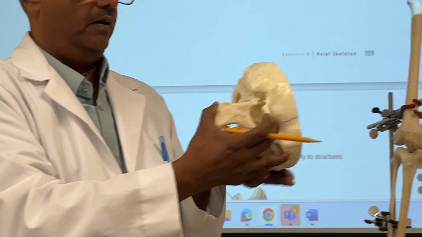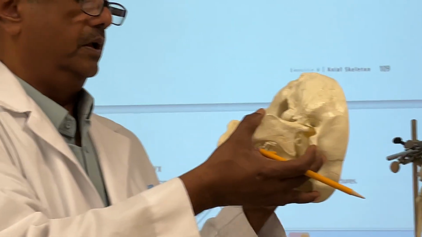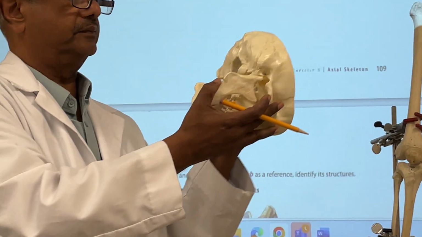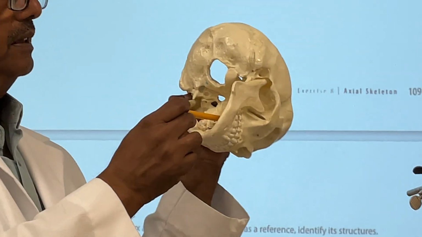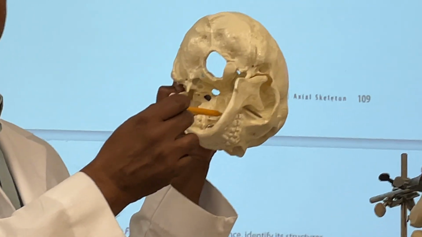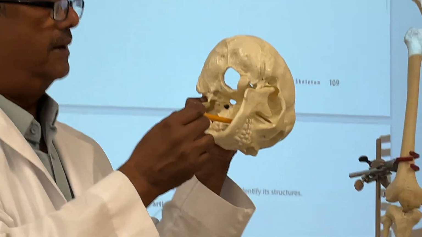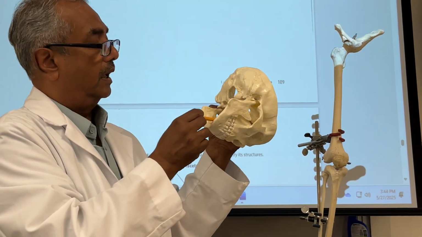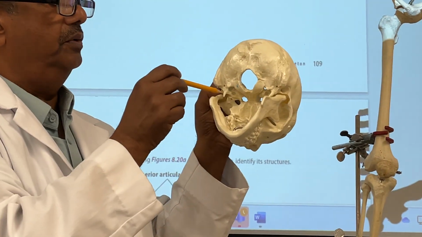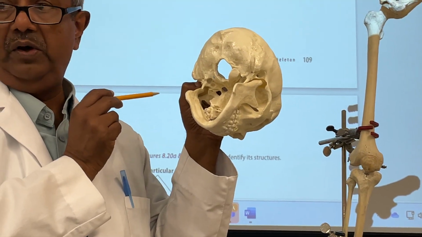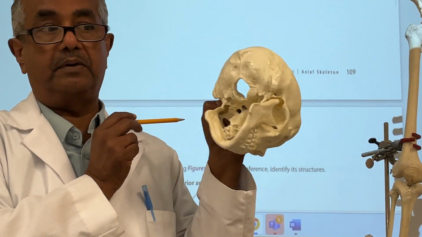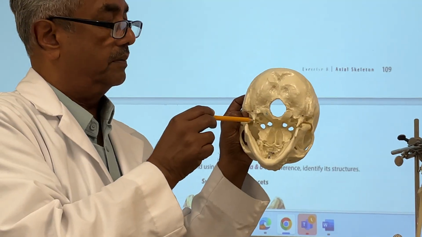Looking from below, you can see that. Here you see the maxilla. Behind the maxilla, you see this bone. That's the palatine bone. And over here, you see two little spears coming out. They are the styloid process. That's the styloid process.